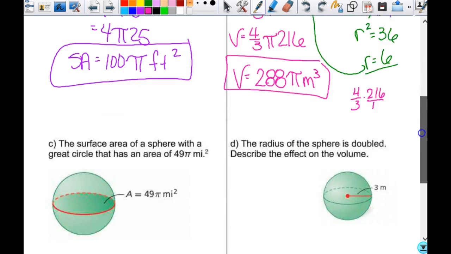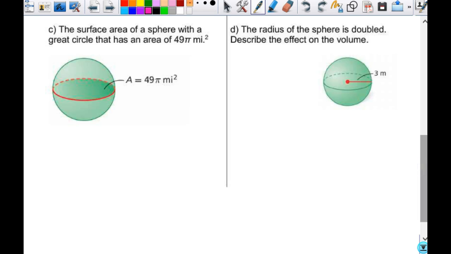All right. Now let's look at this one. We are looking for the surface area of a sphere that has a great circle. Okay, so I need surface area, 4 pi r squared. And they didn't give me the radius, but they did give me the area of the great circle. Well, the great circle has the same center and the same radius as the sphere. So I know that the area of the circle is 49 pi. Area formula for a circle is pi r squared. So what's r? 7. Right.